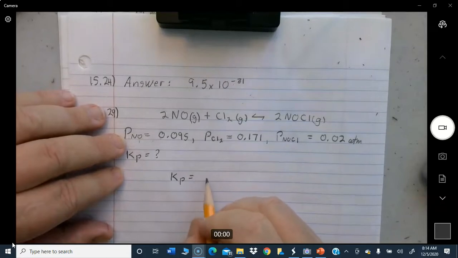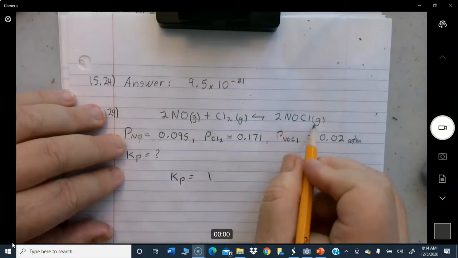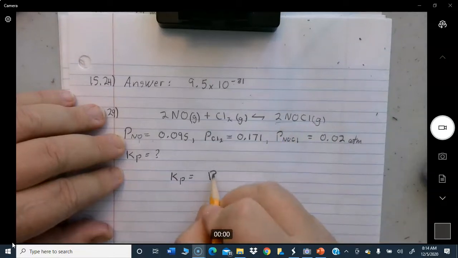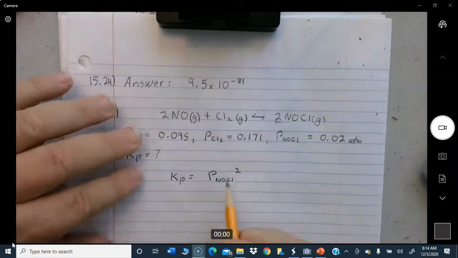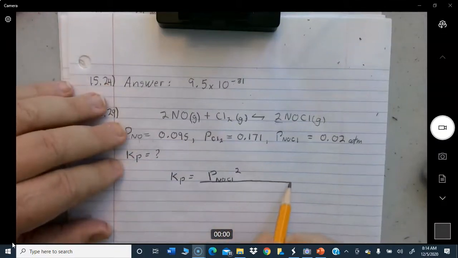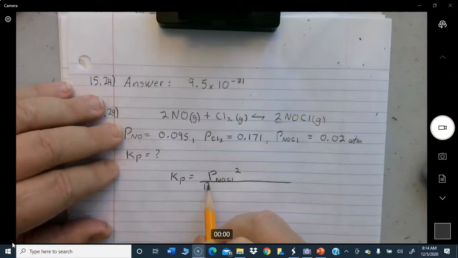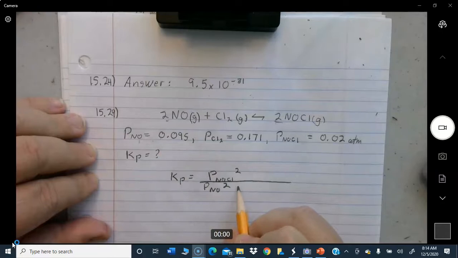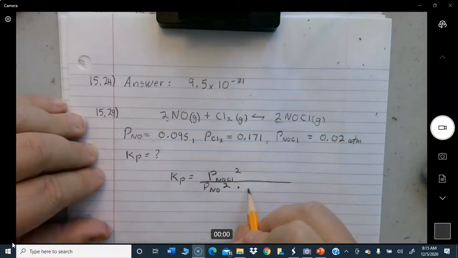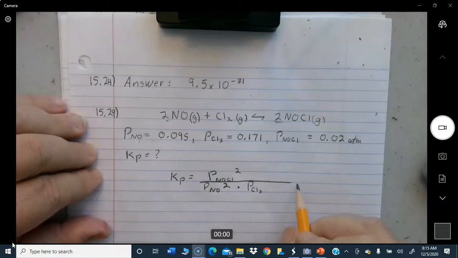And the way you write it is you don't put it in brackets when it's for pressure. The product is going to go up on top. And then this 2 is going to square it, just like it would for concentrations. Again, you don't need to put it in parentheses or anything. And that one's also squared. And you just put a little dot, or you could put it in parentheses, to indicate multiplication here. Okay, and there it is.